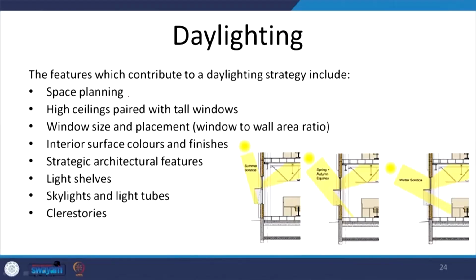For daylighting, we have to look at how the space is planned. We have to look at high ceilings when they are paired with tall windows. In such cases, look at light shelves, skylights and light tubes. Skylights are often very good means of bringing daylight to deeper areas. In factories and a lot of industrial buildings, we find a lot of clerestories being used. And when we are talking about daylighting, we look at the interior surface colors and finishes, and some strategic architectural features such as planting deciduous vegetation.